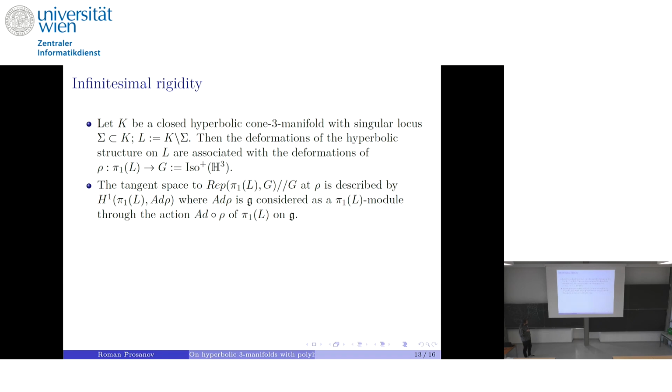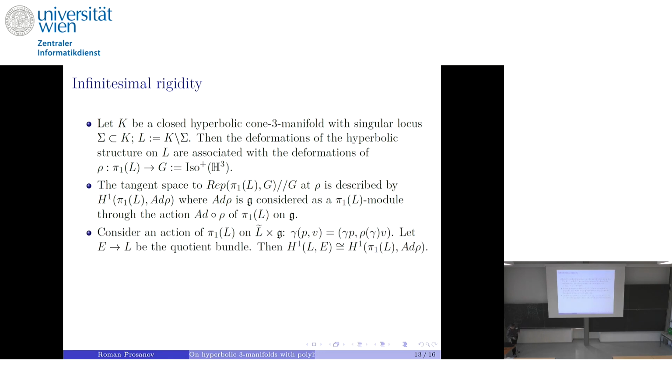This module is just the Lie algebra, considered as a module through the composition of our holonomy map and the adjoint representation. This is a very standard construction in representation theory, in the theory of geometric structures. It was also mentioned by Franceschi in his talk. But there is a more convenient way to work with it.